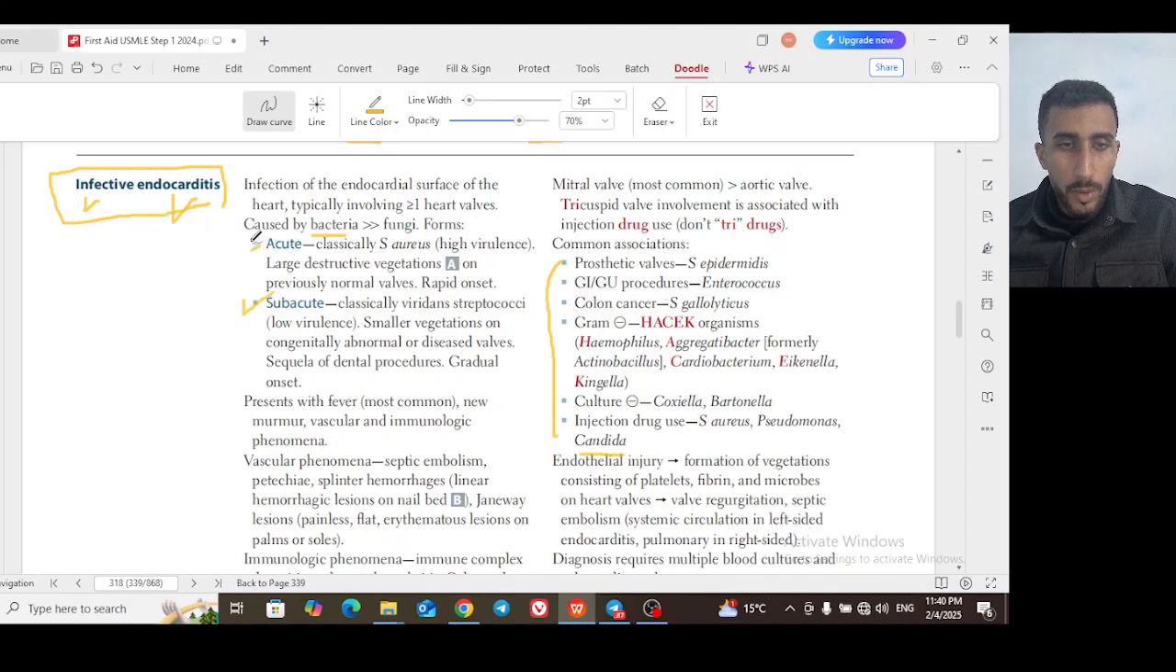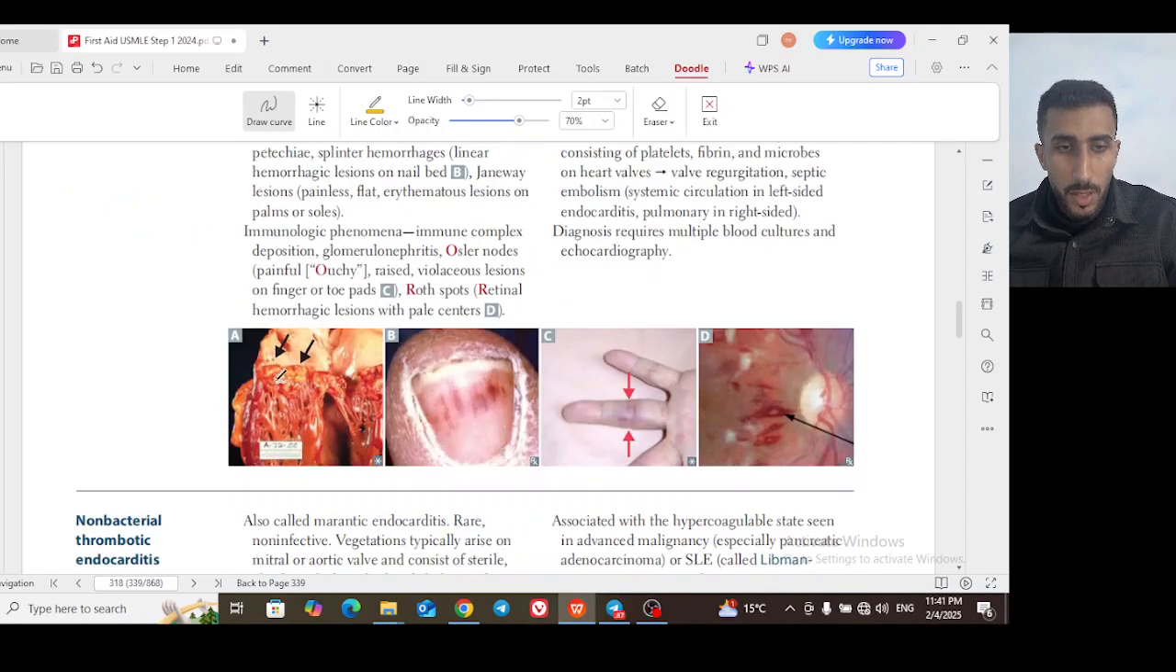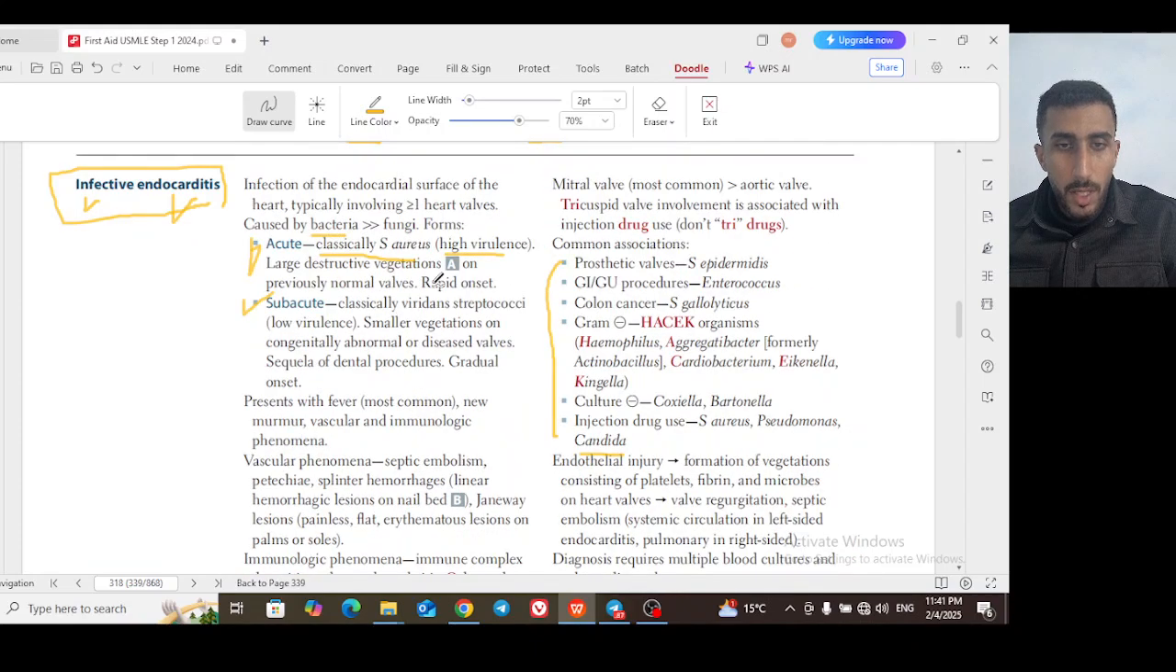So you have to know that acute means that it occurs rapidly, and so the causative organism must be highly virulent. Our classical example here is Staph aureus, a very virulent organism causing acute infective endocarditis with large destructive vegetation. There is a large destructive vegetation and rapid onset for the acute.